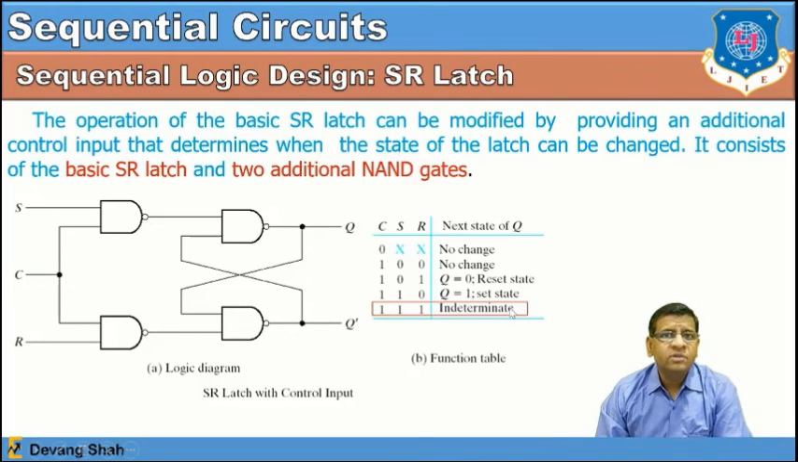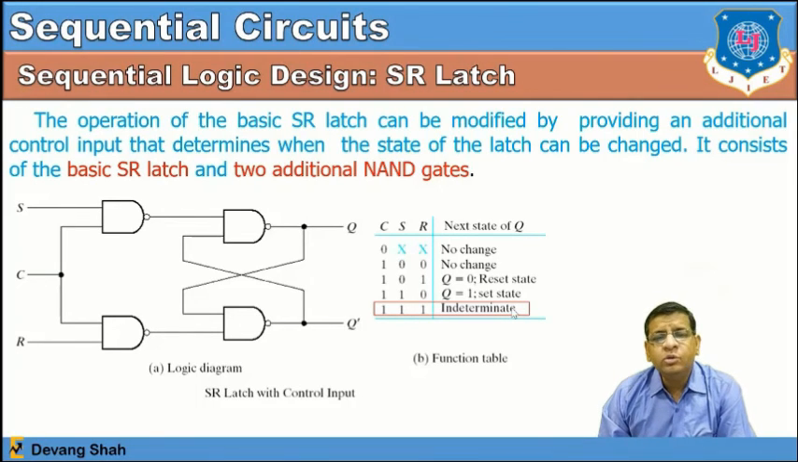What is the limitation here? When both S and R are 1 1, you are never going to have Q and Q bar as complements of each other. There has to be a 1 1 or 0 0 answer. That means this condition has a limitation. This condition is an indeterminate state, right? This is one of the biggest limitations of the SR latch.